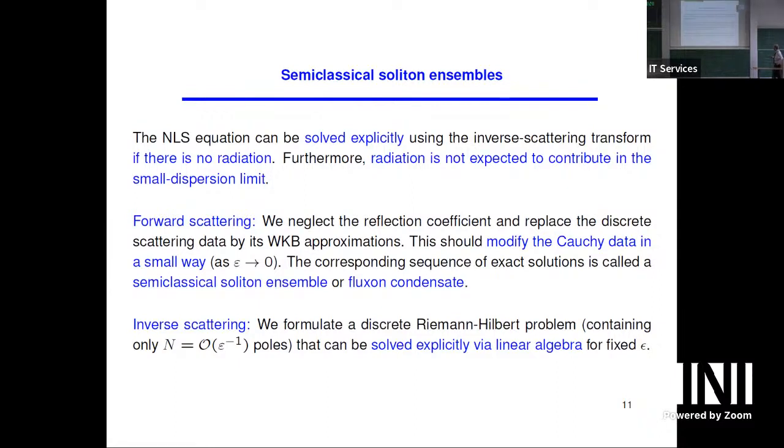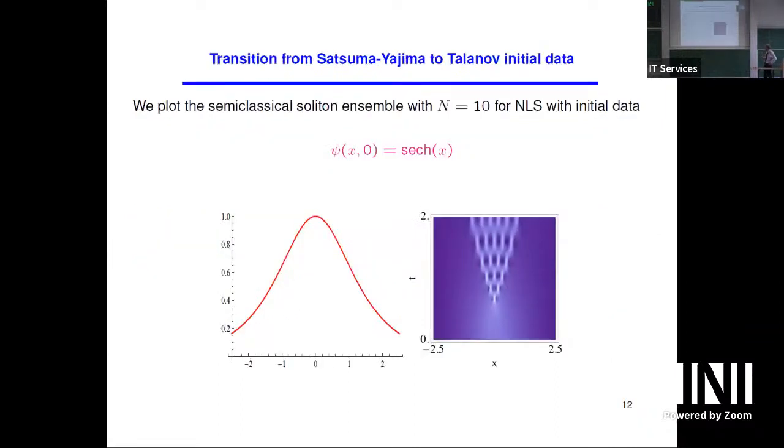All right, so this last bit here says that if you have the discrete Riemann-Hilbert problem arising from this reflectionless problem, the price you pay is that as your dispersion parameter gets smaller and smaller, you get more and more poles, okay? But you get a better and better approximation. And as long as n is still finite, the number of poles is finite, you can still solve solutions explicitly by linear algebra, so we can actually plot exact solutions. So that's our motivating example here.